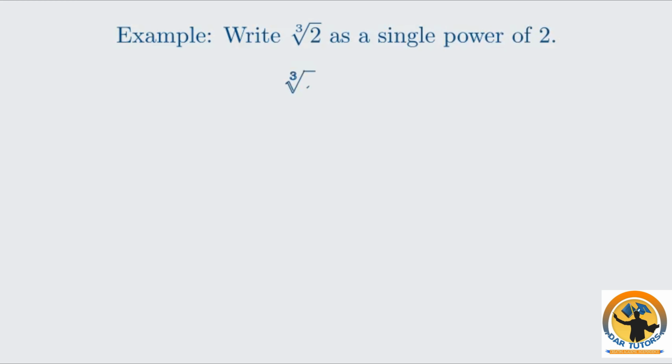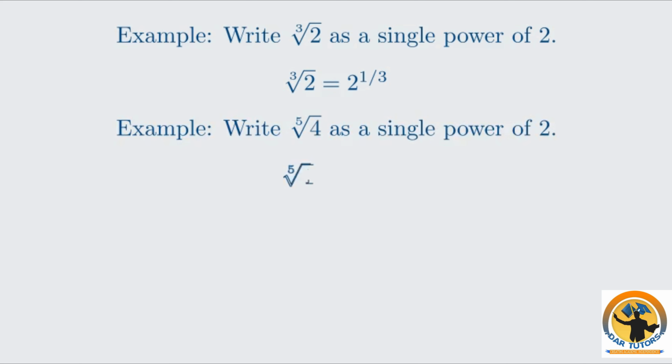Let's work through an example. Write the cube root of 2 as a single power of 2. Using our rule, the cube root of 2 is 2 to the power of 1/3. The index of the root, 3, becomes the denominator of the exponent. Now, let's try a more complex one. The fifth root of 4. First, we need to express the base, 4, as a power of 2. 4 is 2 squared, so the expression becomes the fifth root of 2 squared. Now, we convert this to exponential form. The base is 2, the power is 2, and the root is 5. So the exponent is 2 over 5. The result is 2 to the power of 2/5.